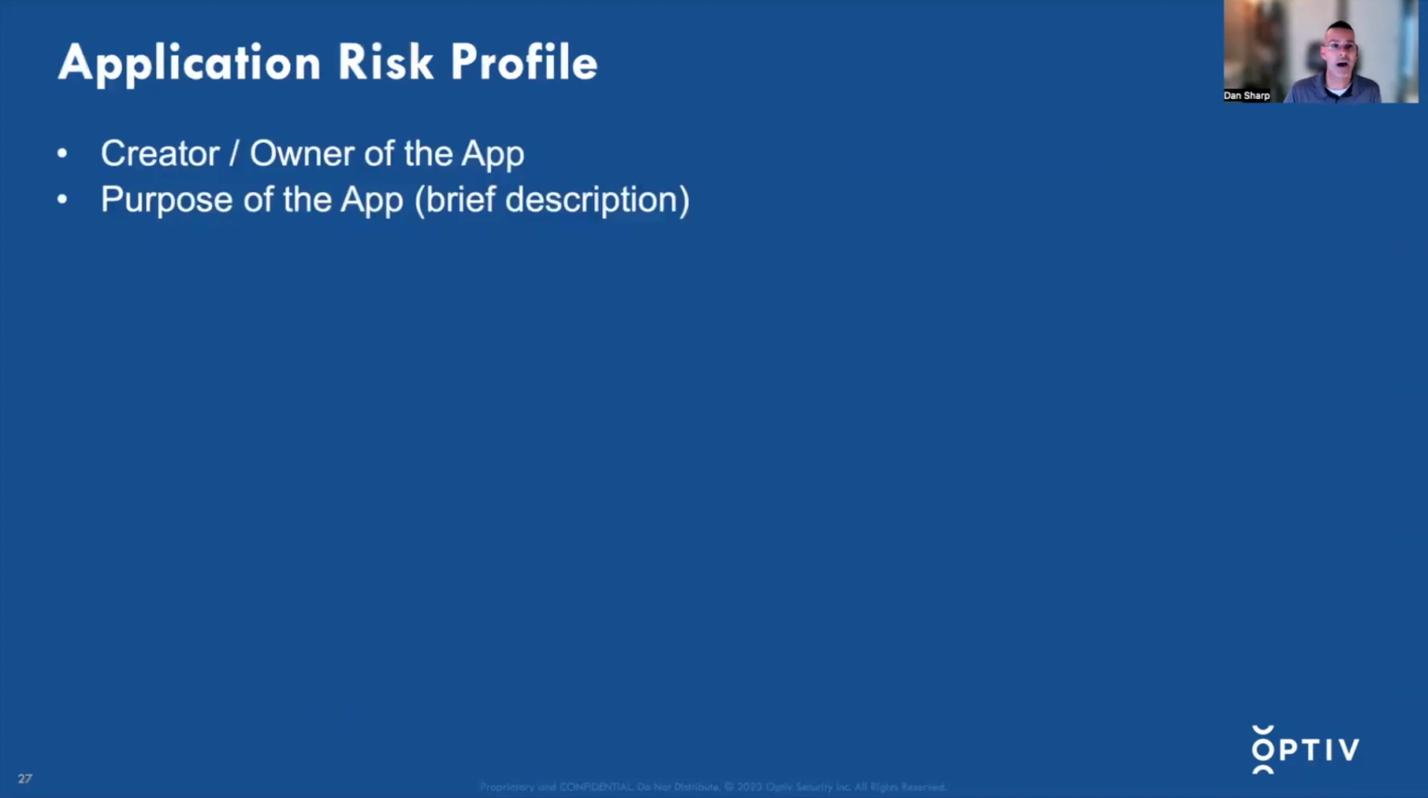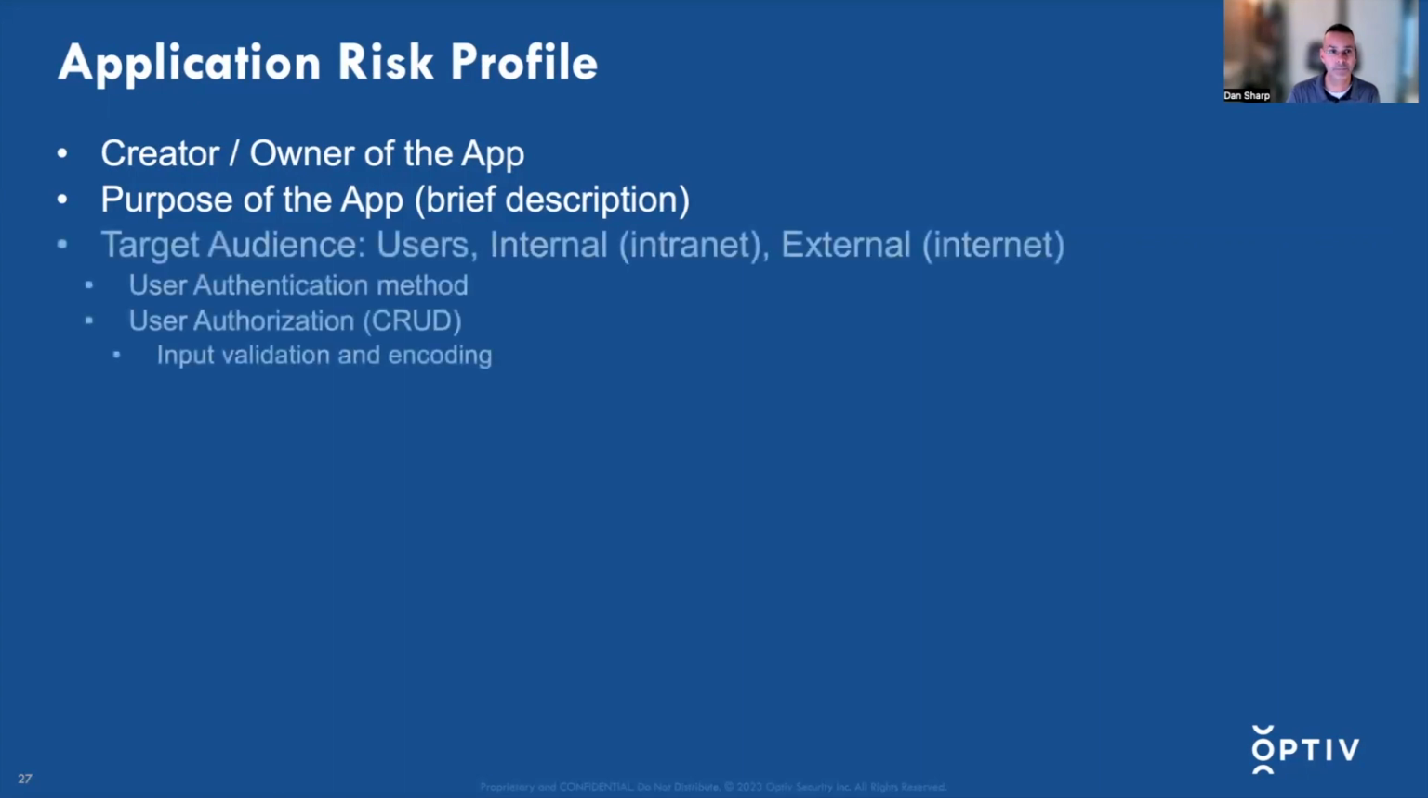Now, building out the profile does not need to be complex. This can be relatively basic, a list of like 10 to 12 questions, and you can expand on that over time as additional risks are identified within your environment. So I would start with: make sure you understand who the creator and the owner of the app is. Get a brief description of what the app is designed to do and the purpose of the app. Understand who the target audience is. Who are the users? Who will have access to this?